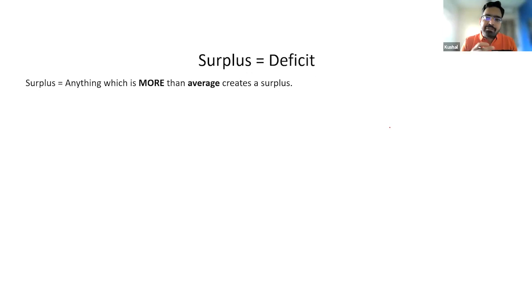Now, those values which are more than the average create a surplus in the system. The values which are lesser than the average create a deficit in the system. So anything which is more than the average creates a surplus, and anything which is less than the average creates a deficit. This is the terminology that we will use.